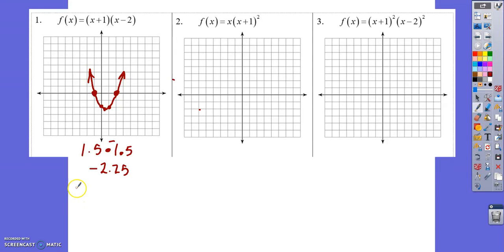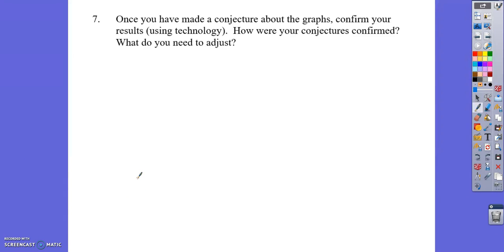Now, that's what it said. So first of all, my conjecture was that it would be a parabola, because it said a conjecture about the shape. And then I do that. So I'm going to do that for each problem. I'm going to make a conjecture. I'm going to do my best to sketch a graph. Then question 7 at the bottom of the page says, once you've made a conjecture about the graphs, confirm your results using technology. So that means either Desmos or your graphing calculator to see if your conjectures are confirmed. But after you've made your conjecture, after you sketched your graph, then we're going to go make sure we're right.